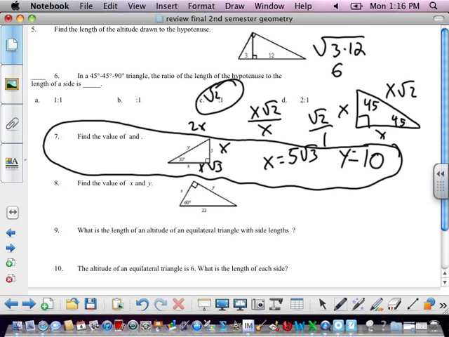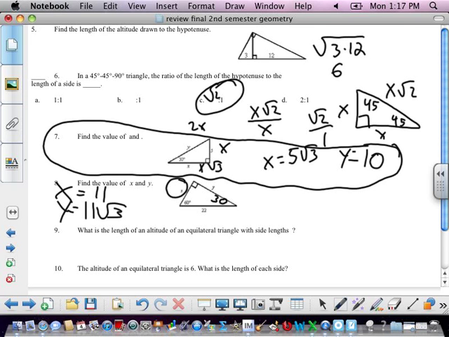Okay. So number 8 is also a 30, 60, 90 triangle. So 30 would go right here. So the smallest side is x. Well, you know that the hypotenuse is 2 times the smallest side. So what would the smallest side be? 11. Which would make y equal to 11 square root 3. And it'll be multiple choice. So if you get a funky decimal, you'd type 11 square root 3 in your calculator. If it gives you the same decimal, you know you're done.